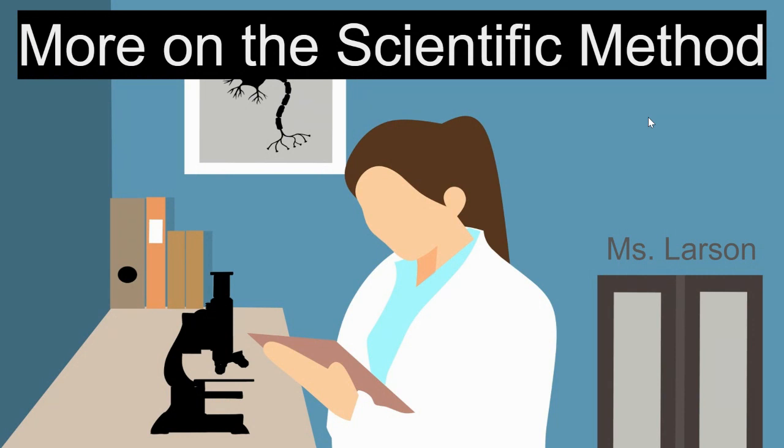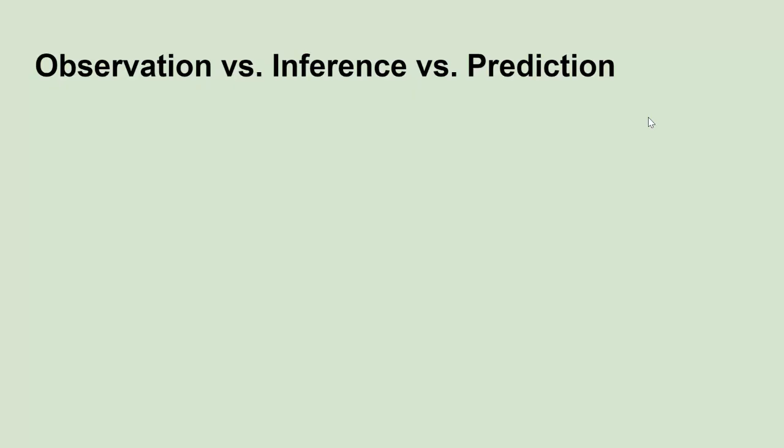Everyone, welcome to our second video about the scientific method. In this video, we're going to talk about a couple different things: observations, inferences, predictions. We're going to review parts of the experimental design and talk about data and writing procedures. So get ready for that.